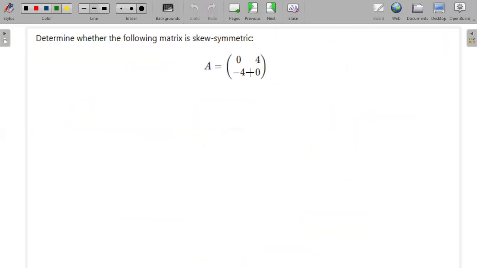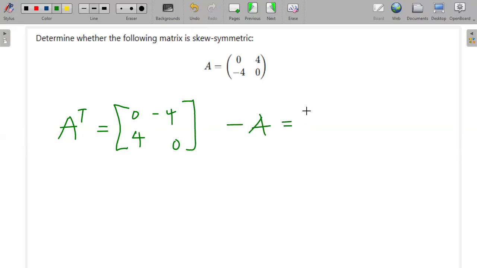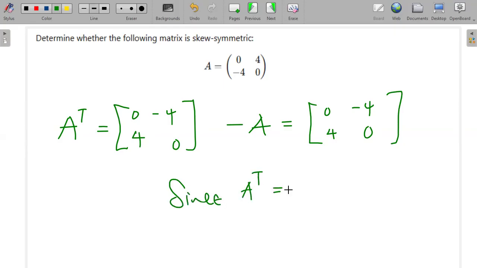Okay, so let's look at another question here. They're saying determine whether the following matrix is skew symmetric. For us to determine if this is skew symmetric, we just have to find, first of all, A transpose, which will just be 0, 4, minus 4, 0. And then minus A will be equal to 0, minus 4, 4, 0. And we see that these are equal. So since A transpose is equal to minus A, then A is skew symmetric.